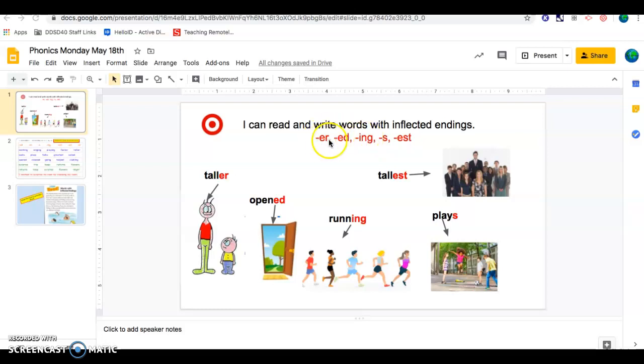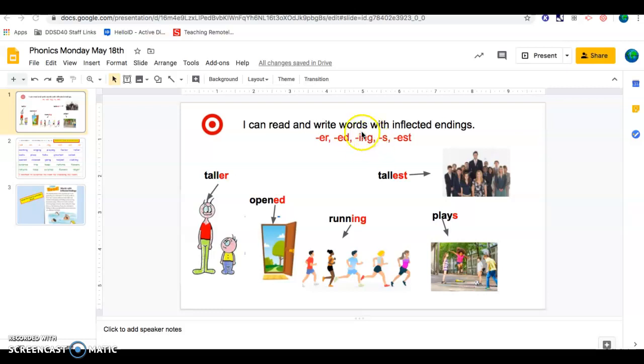When you add ER that says er to the end of a word, it makes that base word mean more than something else. When you add ED, remember, it has three different sounds that it can make: ed, d, and t. When you add that to the end of a word, it makes the word past tense. That means that the base word happened in the past.